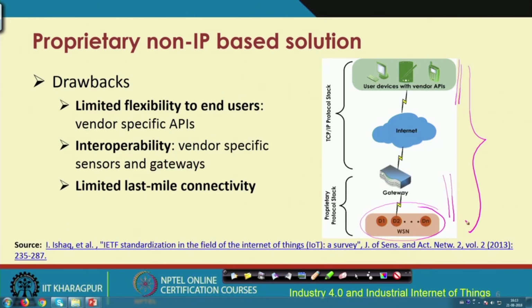The last one is limited last mile connectivity. Most of these non-IP based solutions offer limited last mile connectivity, because these are not models which are supposed to scale up, unlike the IP ones. IP has been designed in such a way that scalability can be maintained. That means that IP is a scalable solution, unlike these proprietary vendor specific solutions which are not non-scalable, but limitedly scalable.